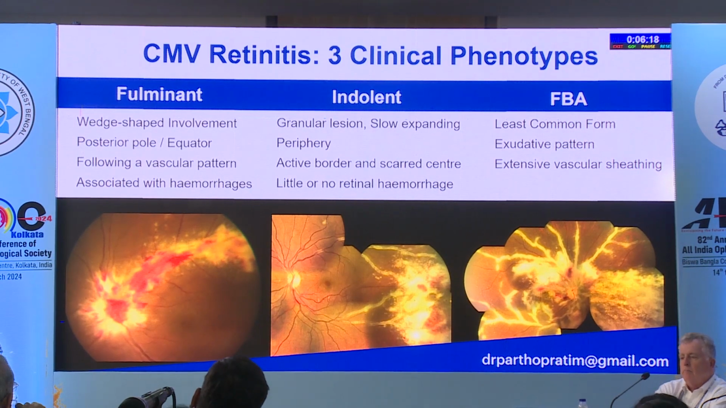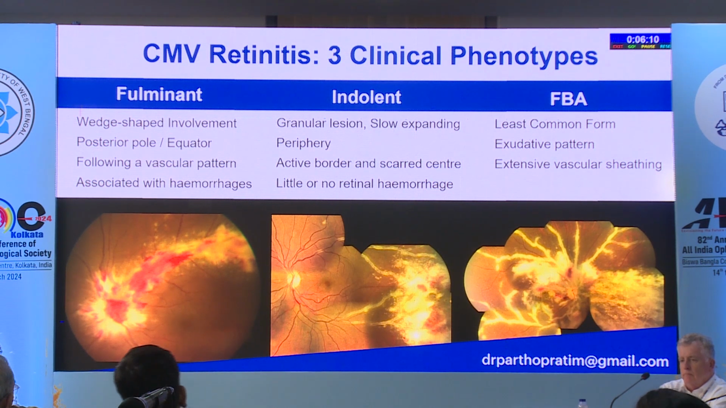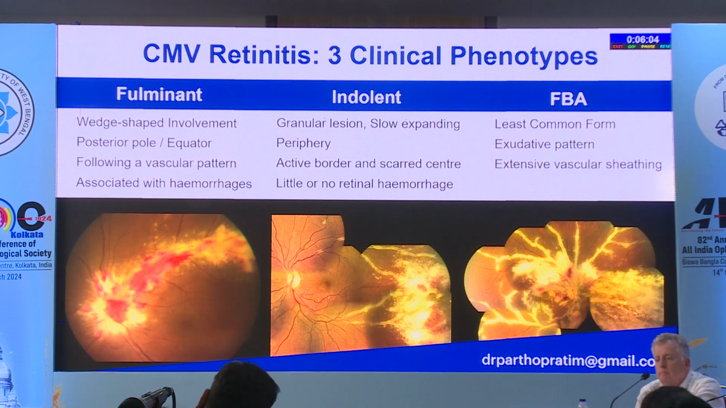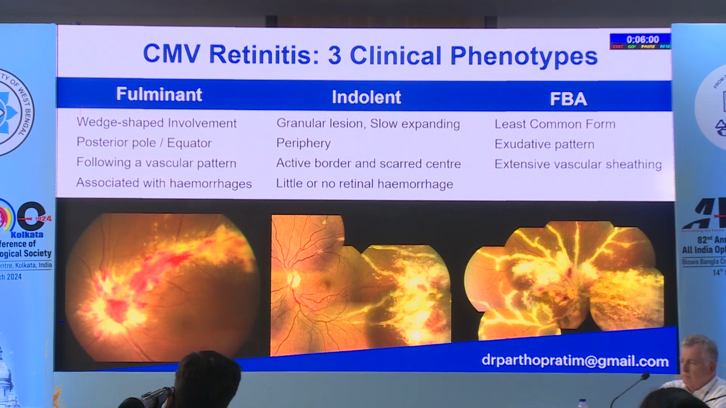Now there are broadly 3 varieties you can see, and most of us are familiar with pizza pie retinopathy. So you know how to diagnose the fulminant. Let me tell you about the indolent variety. The indolent variety is granular, often seen in the periphery, and you miss that pizza pie-like appearance. You may not see hemorrhage in these cases, so don't miss them. Always remember that the granular variety of CMV is a little different from the conventional variety.